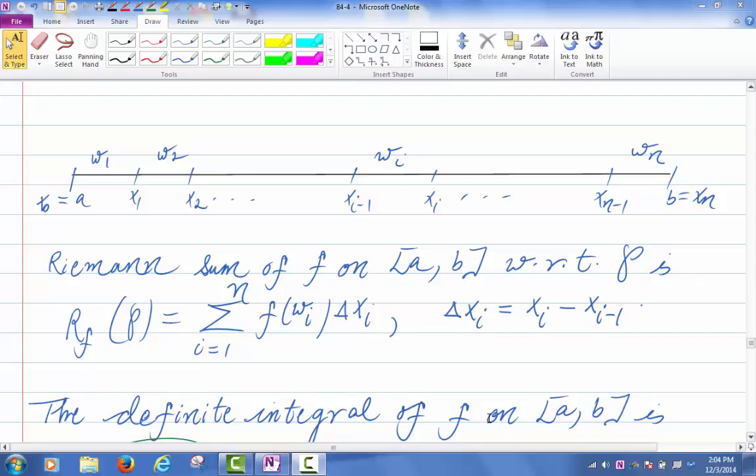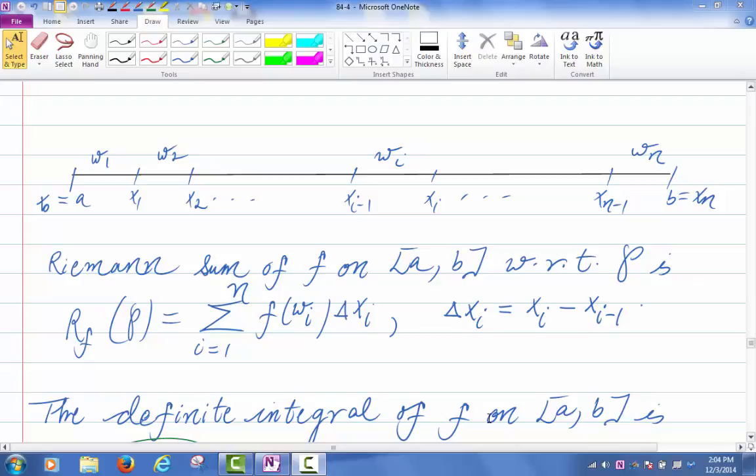Well, once we pick these sample points, we form a sum for each subinterval. So I'm going to have a sum with how many summands? The number of summands would be the same as the number of subintervals. So for each subinterval I get a summand. My first summand is I evaluate f at w1 and multiply that by the length of the first subinterval. That's my first summand. Second summand would be I evaluate f at the second sample point w2, multiply that with the length of the second subinterval, and so on. I do it for all the subintervals.